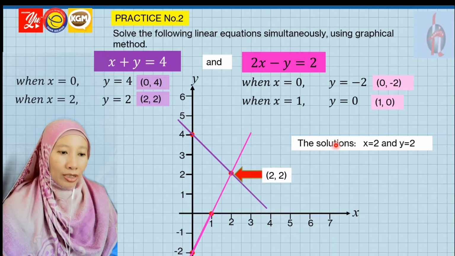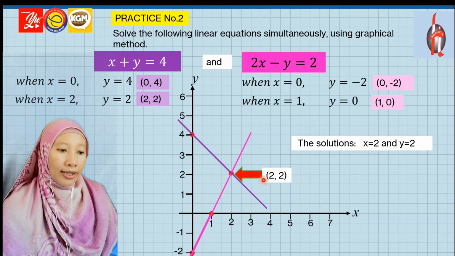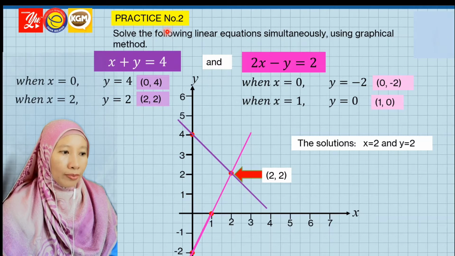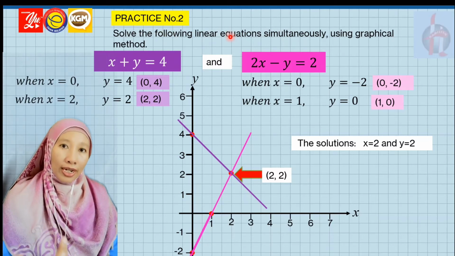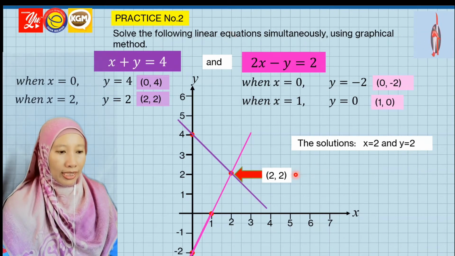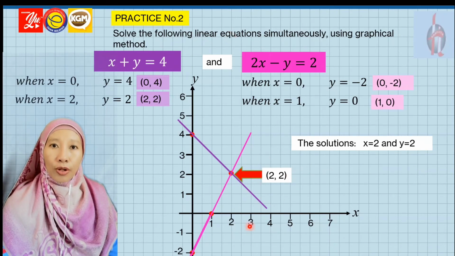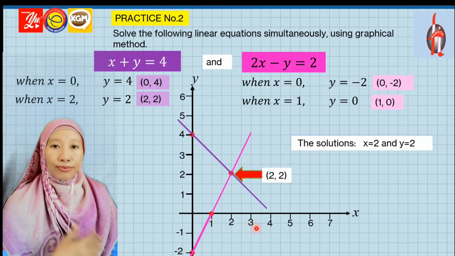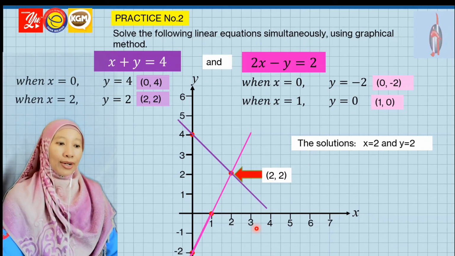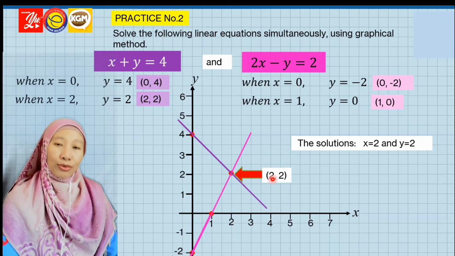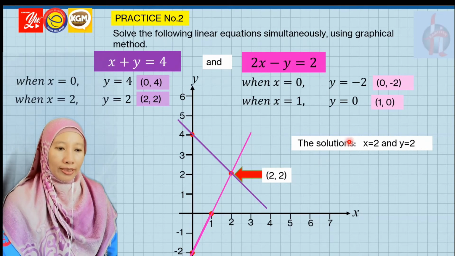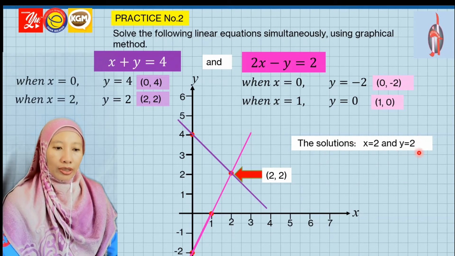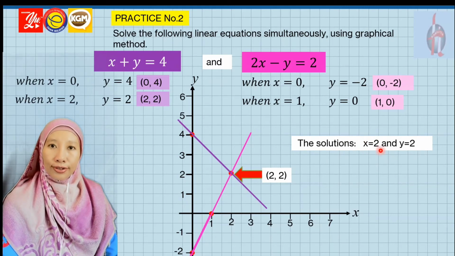You must state the solution. Do not just leave your answer in the coordinate form. Because solve here means you have to tell what is the value of x and what is the value of y. If you just leave it in the form of coordinates, we are not sure whether you understand which one is x and which one is y. So this is how you are supposed to write your answer.